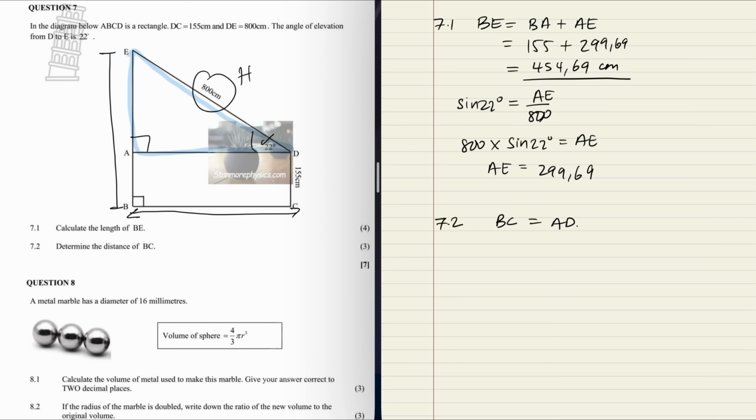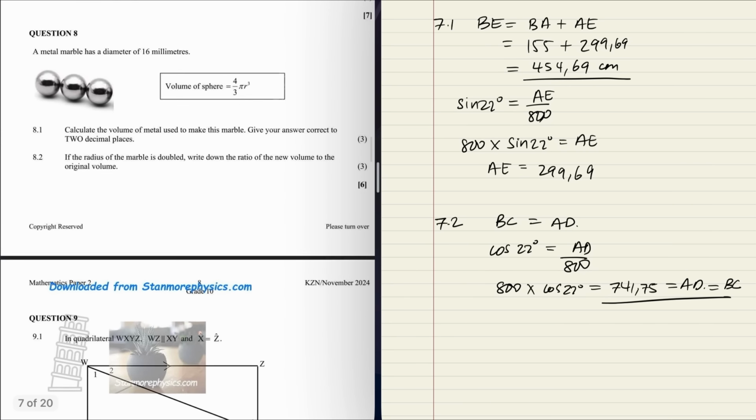So I know the hypotenuse and AD is the adjacent side. So I'm going to use cos. So I'll say cos of 22 degrees is going to equal AD divided by 800. So 800 multiplied by cos 22 is going to equal 741,75, which is AD. And since AD is equal to BC, this is equal to BC.